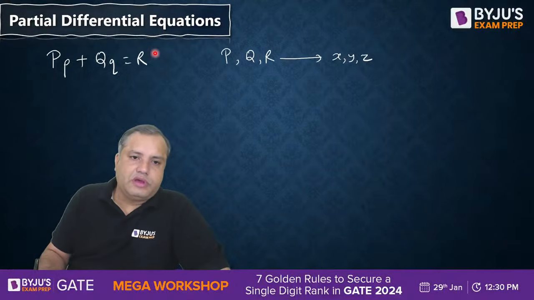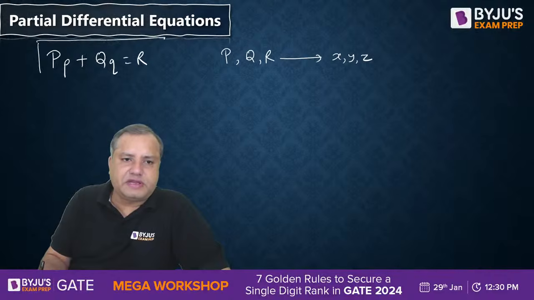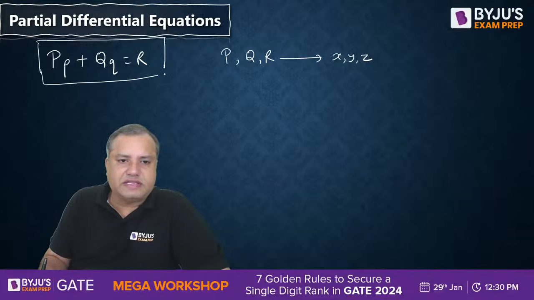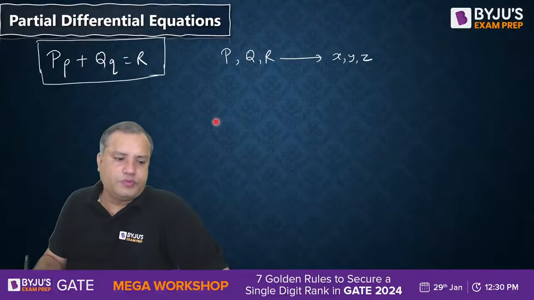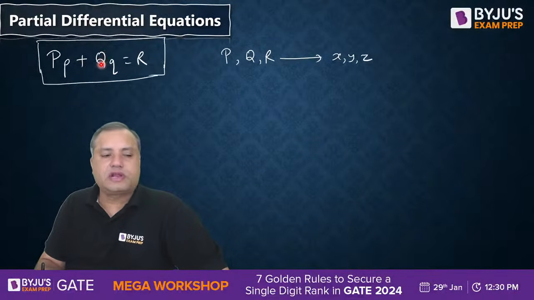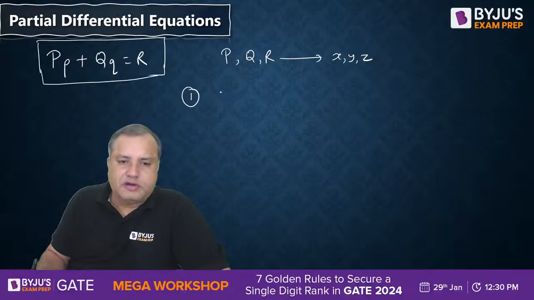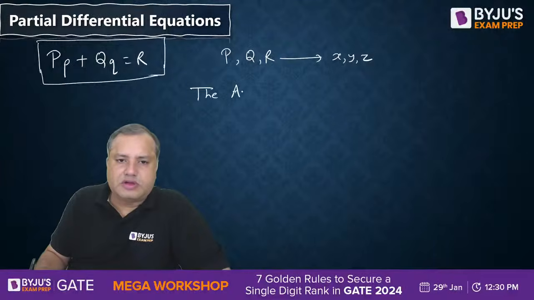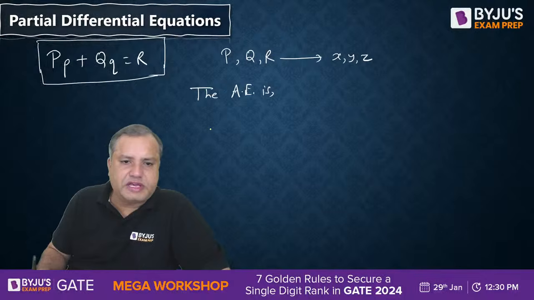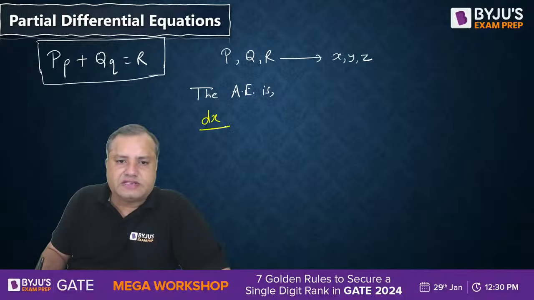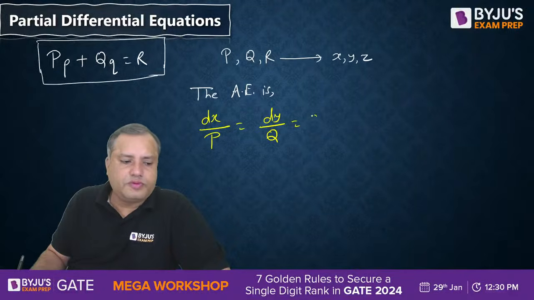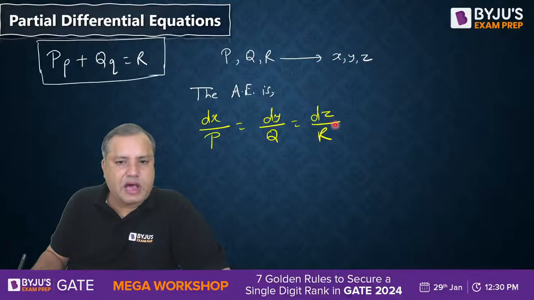Comfortable? Now, in order to solve this Lagrange's equation, what do we need to do? First of all, we need to write the auxiliary equation. What is the general format for the auxiliary equation? It is dx upon capital P, dy upon capital Q and dz upon capital R.